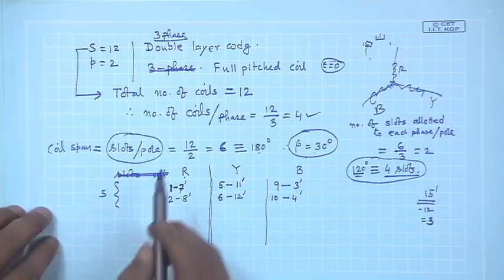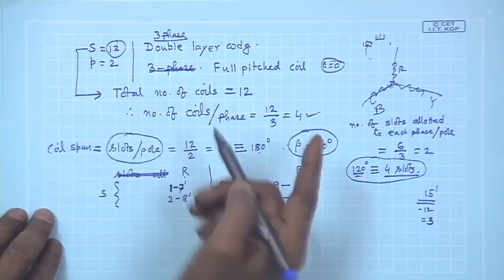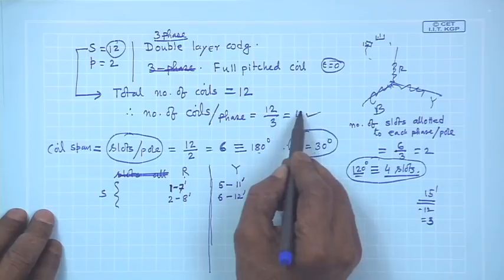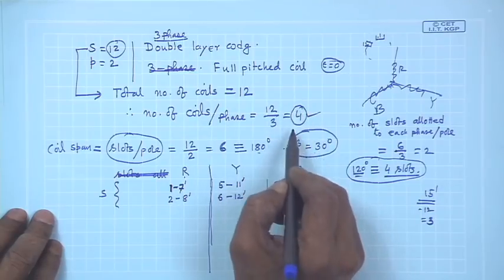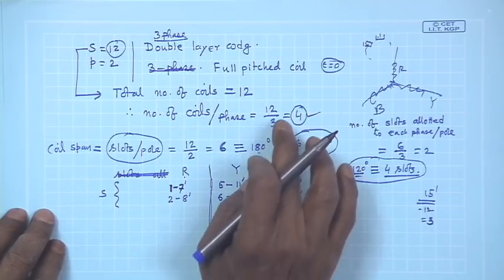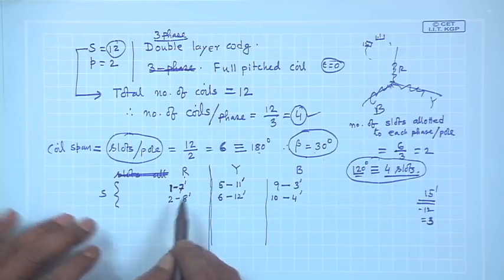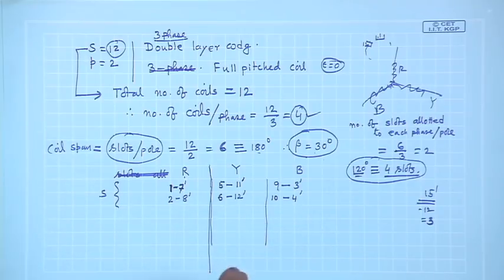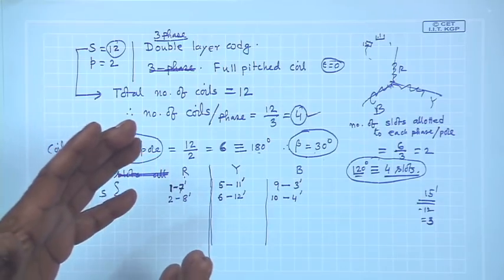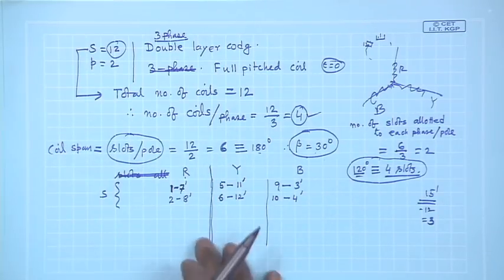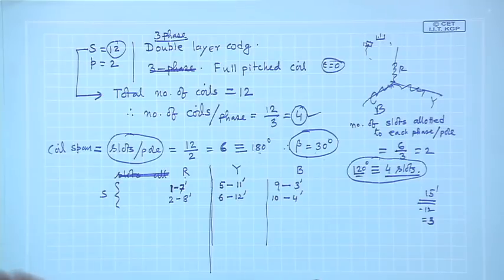Total coils will be 12, because it is double layer. So, the number of coils per phase should be, if you count them at the end, 4. So, look at our phase. I have got only 2 coils accommodated in those slots. So, another 2 coils are still remaining for all these phases, for R phase, Y phase and B phase, where they will be positioned. At least I will give you some indication and I will continue with this.